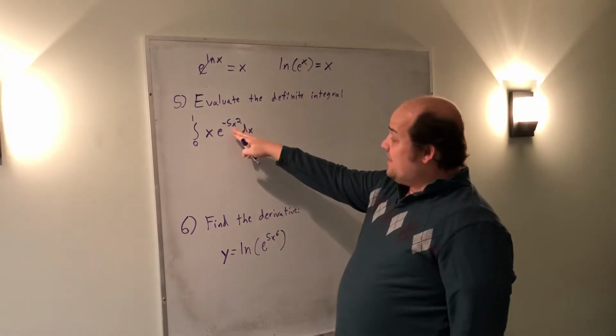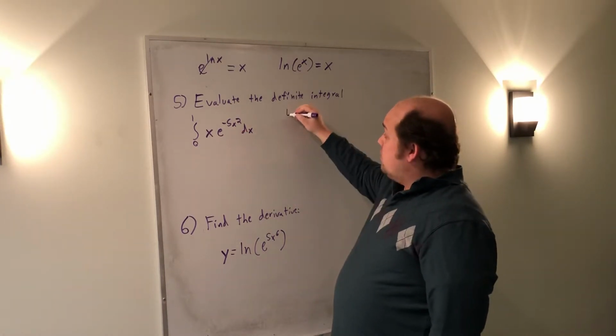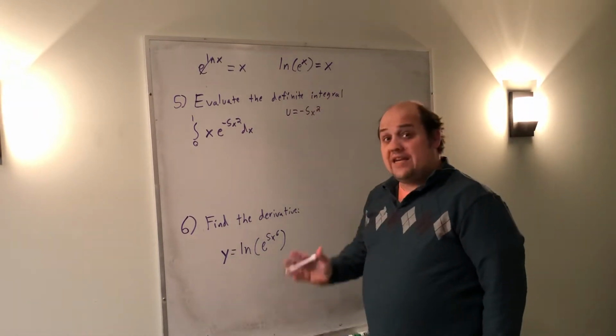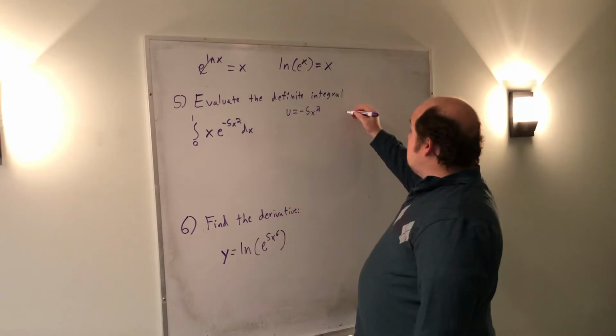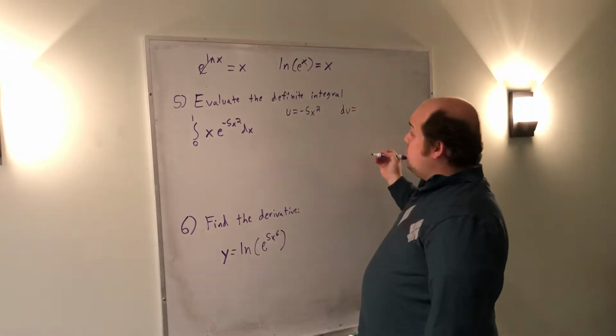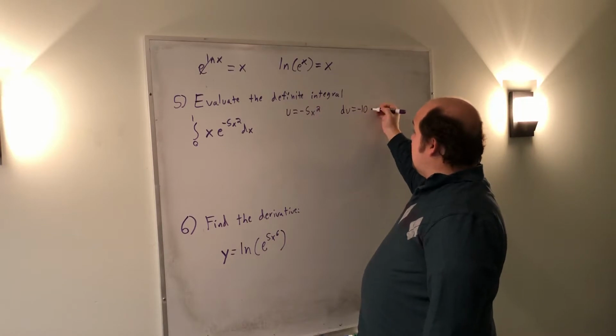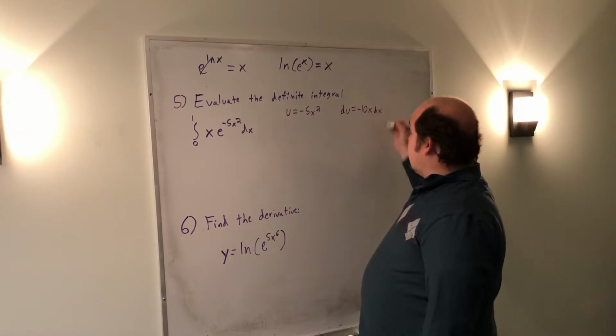In this case, it's negative 5x squared. We're going to use that as our u. Once we've identified our u, we need to take the derivative of both sides. So the derivative of the left side is just du. The derivative of the right side, the 2 comes down, and it becomes negative 10x dx.